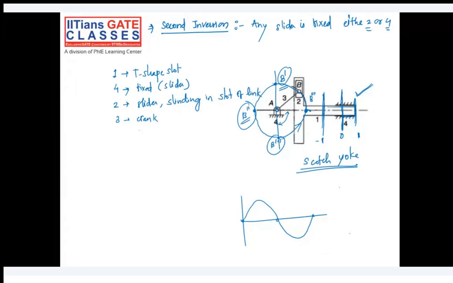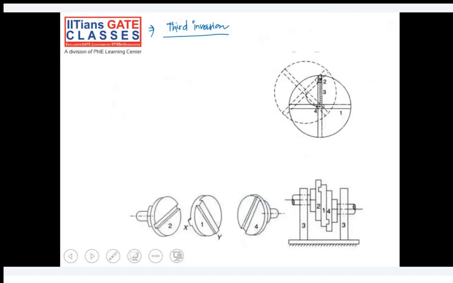Which is the joint between link number 2 and 4. Link 3 of the first inversion is fixed. Okay, what was the first inversion? If you try to remember, this is the one slider, this is the another slider, and these were our guideways. This was our first inversion.